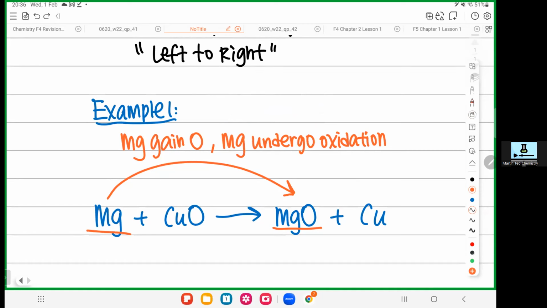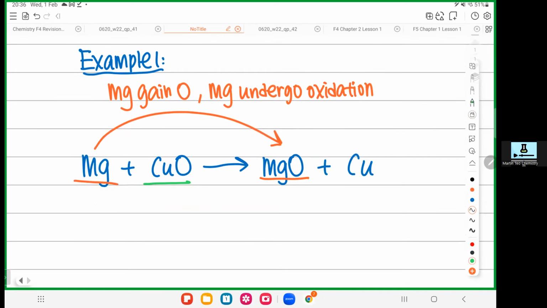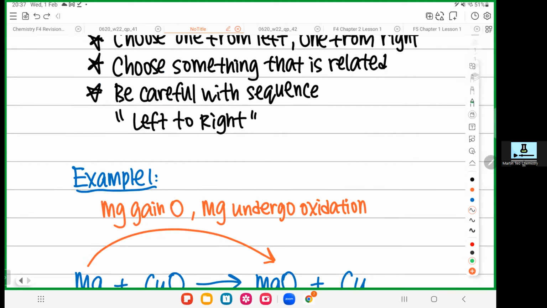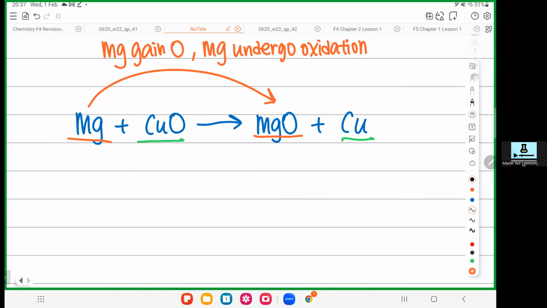Okay, now let's choose the second apple to do comparison. The second apple is copper oxide. Compared to the other apple, copper oxide and copper are related, right? Why? This one got Cu, this one got Cu. So they are related. Remember, left compared to the right, not the right compared to the left. The sequence is very important. Left-hand side apple compared to the right-hand side apple. On the left-hand side, the copper has oxygen. On the right-hand side, copper doesn't have oxygen. So what happened? Copper oxide loses oxygen.